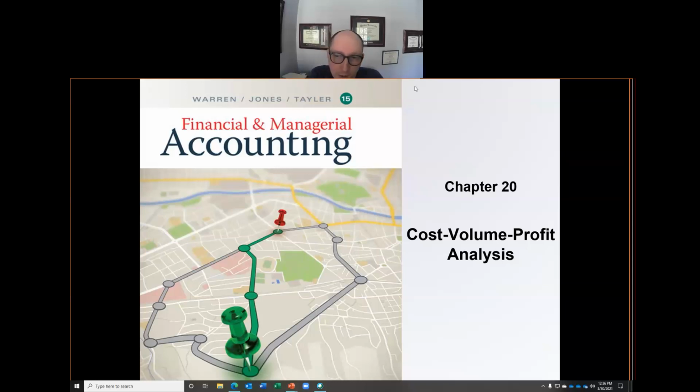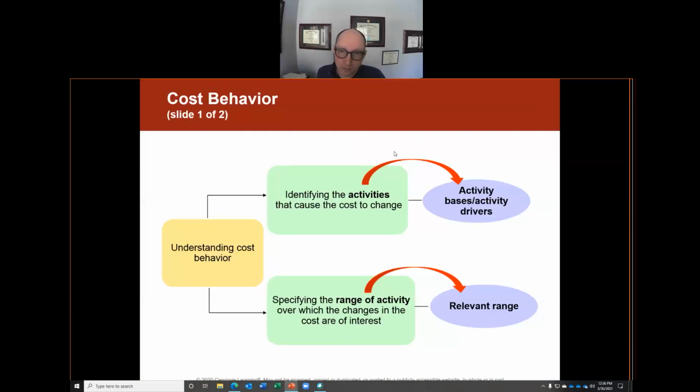Today we're going to be talking about cost volume profit analysis. This is the concept of breaking even. It is incredibly important for businesses of all sizes, of all types, to understand how much we need to sell in order to break even. We've got to make sure that we cover all of our costs. Let's talk about it. We'll talk about it from the concept of manufacturing, of course.